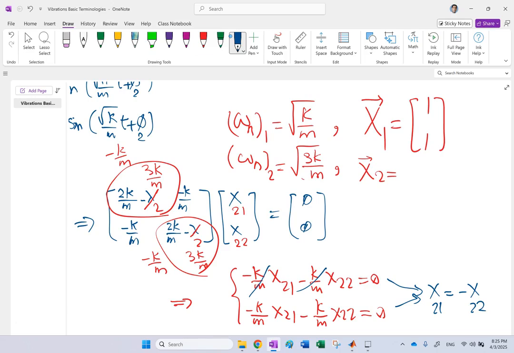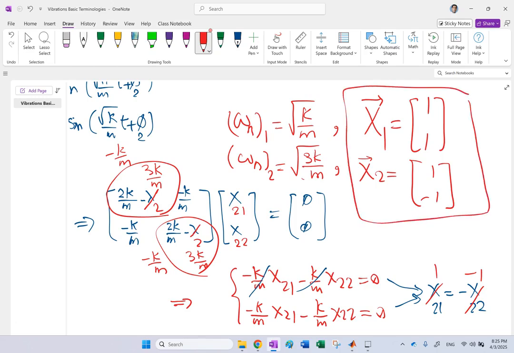Again, since I cannot uniquely determine them, for one of them I pick a 1 and I get the other one. So you see the other one is going to be 1 and negative 1. So these are my two mode shapes, 1 and 1, 1 and negative 1, and these are my natural frequencies. So these two are my mode shapes. These two are my natural frequencies.